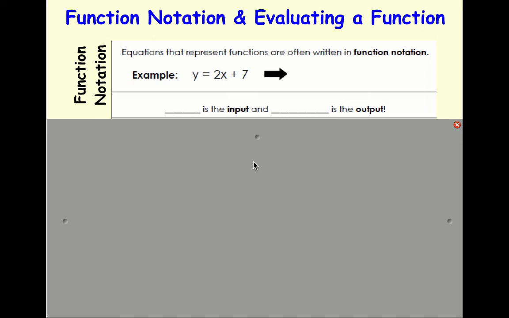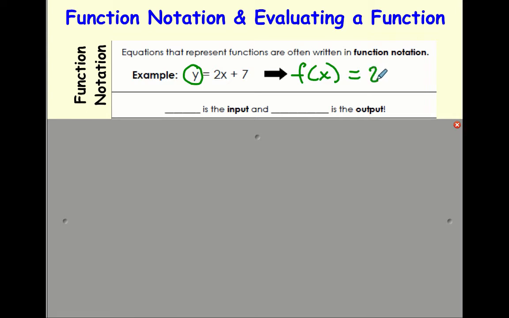Function notation and evaluating that function. Now we already know something like this linear equation here is a function, but we're going to go ahead and put it in function notation. So y equals 2 times x plus 7. Function notation, remember, is just a different way of listing our output. Our output is y, so instead of writing it as y equals, we write it as a function of x, or we simply say f of x.